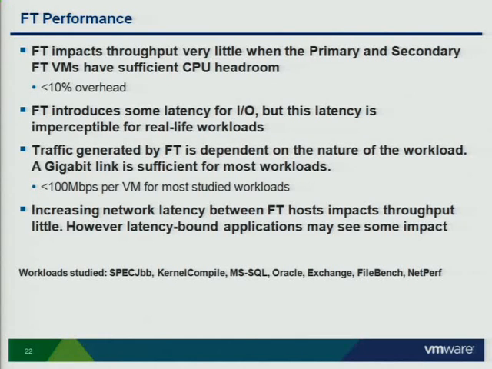And for most of the workloads that we studied, their traffic across the FT logging network was less than 100 megabits per second, and I'll describe more about that in the next few slides. And finally, increasing the network latency between the two hosts running your FT primary and the secondary has little impact on the throughput. However, if there are applications that are really latency bound, you may see a slightly greater impact.